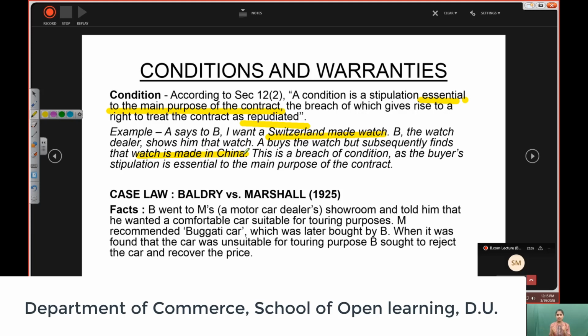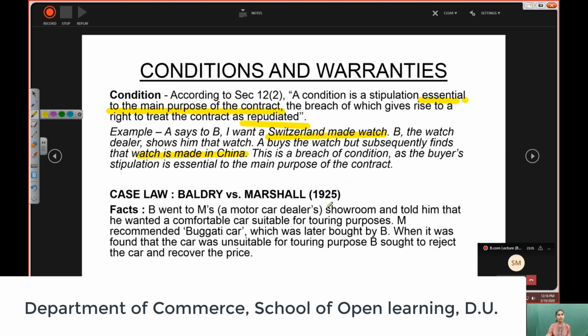He wanted something else and he got something else. So this breach of condition gives him the right to cancel the contract. So breach of condition, of the main purpose of the contract, gives you the right to cancel the contract. So this is a breach of condition as the buyer's stipulation is essential to the main purpose of contract. He purchased that watch because he wanted a Switzerland-made watch. So his condition was, he wanted that condition to be fulfilled. So this is known as condition. Condition is something, an essential requirement because of which you entered into a contract.